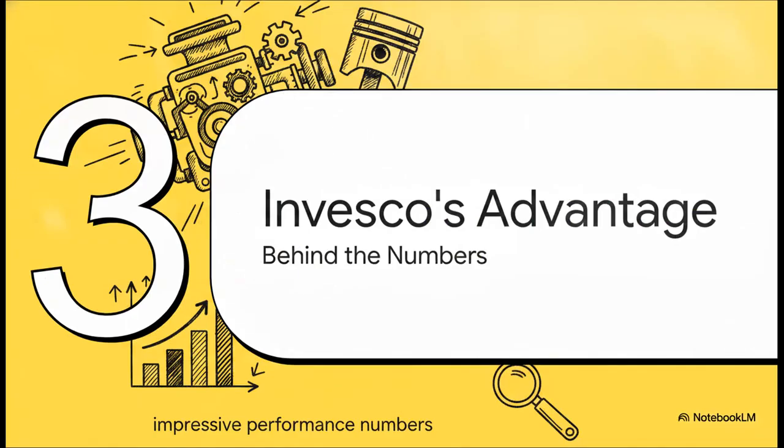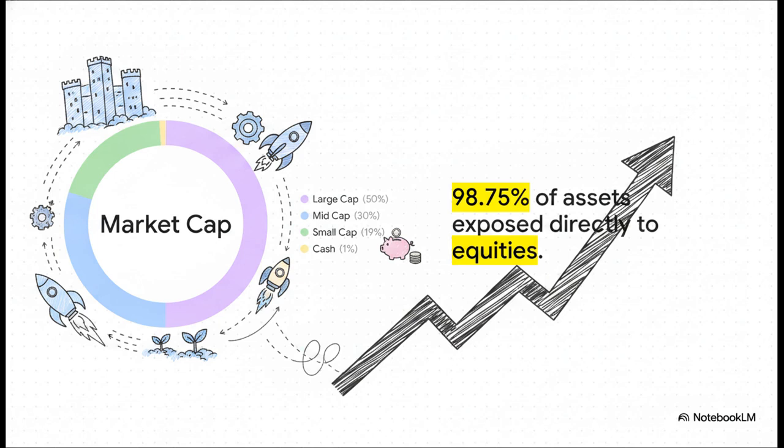Let's turn the page to Section 3, Inside Invesco's Unique Advantage. Let's actually break down where the fund is putting its investors' money right now. First off, you'll notice a really heavy 98.75% of the total assets are exposed directly to equities. Now look closely at this split. We've got 50% in large cap, 30% in mid cap, and 19% in small cap.